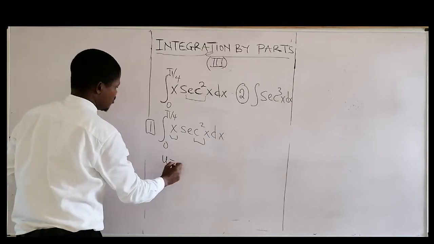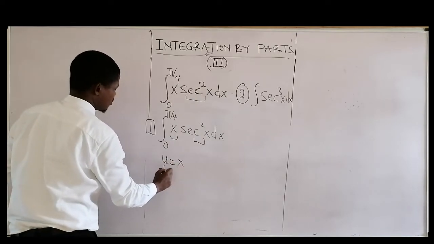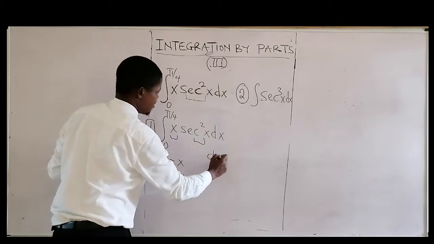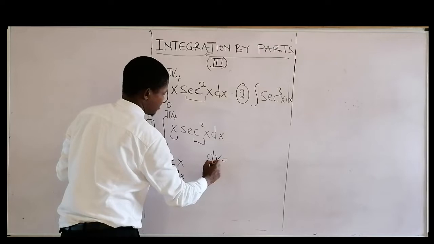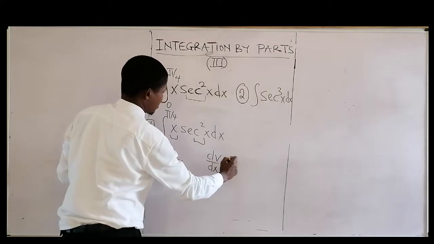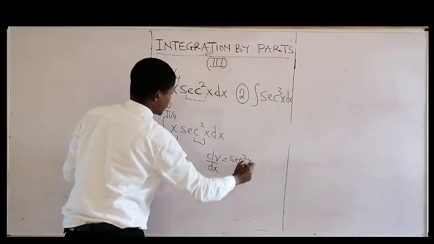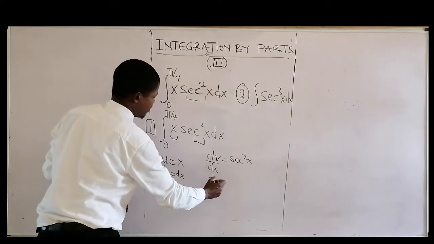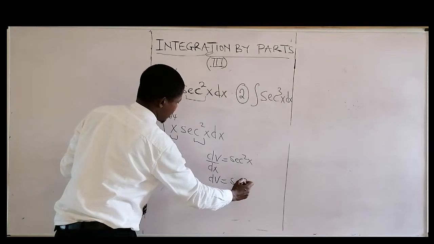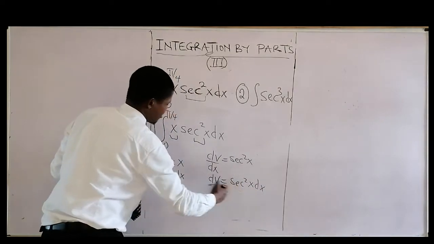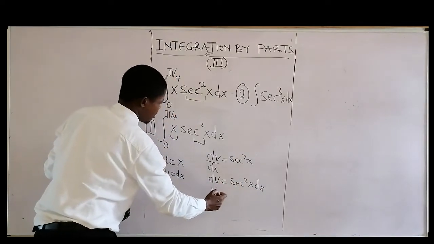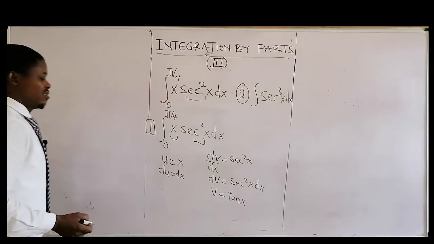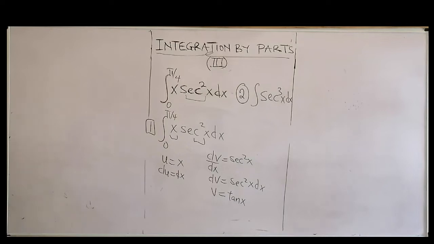So u is x, and du is equal to dx. And then dv dx is equal to sec square x. So integrate both sides; v will become sec square x dx. Now integrate both sides, so v is equal to tan x. If you integrate sec square x, you get tan x.